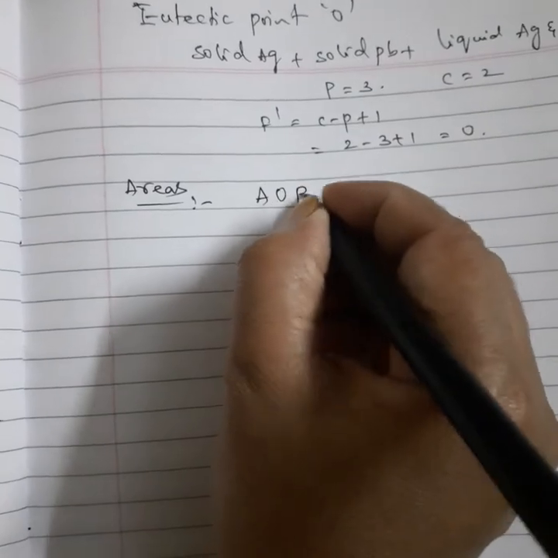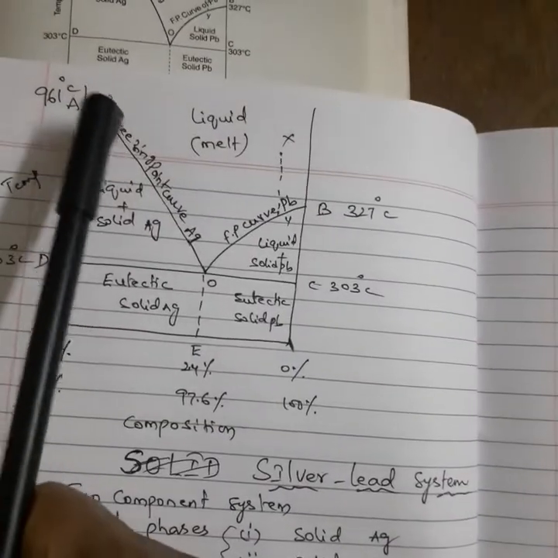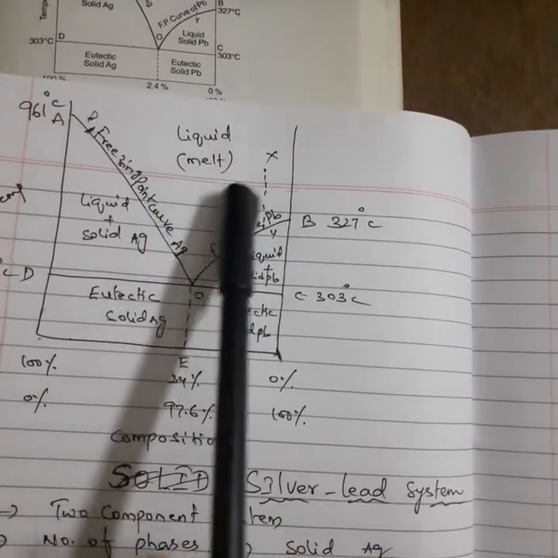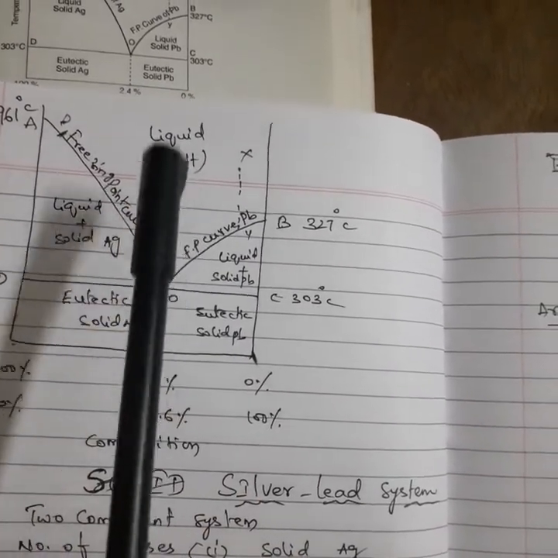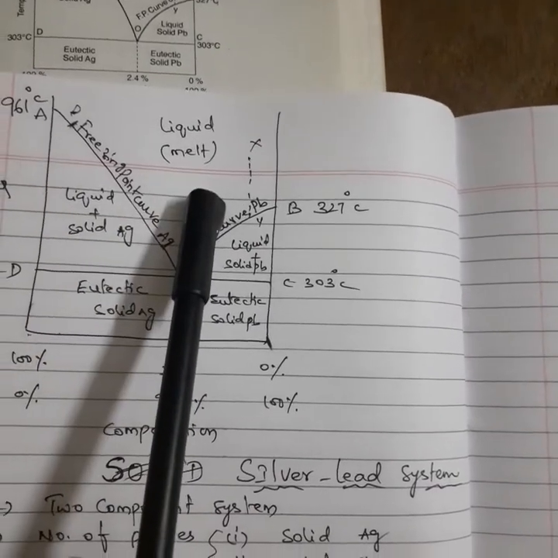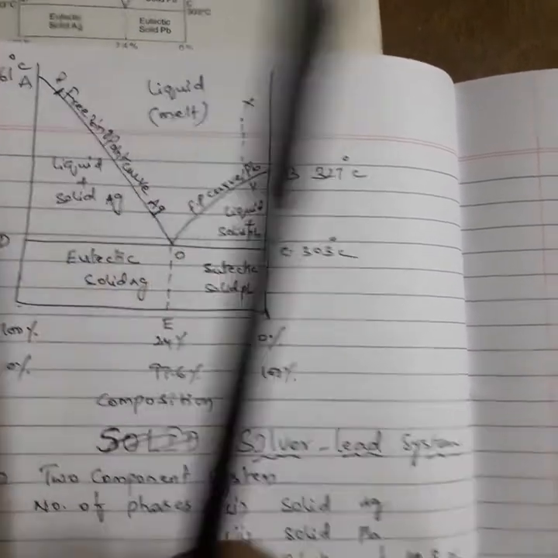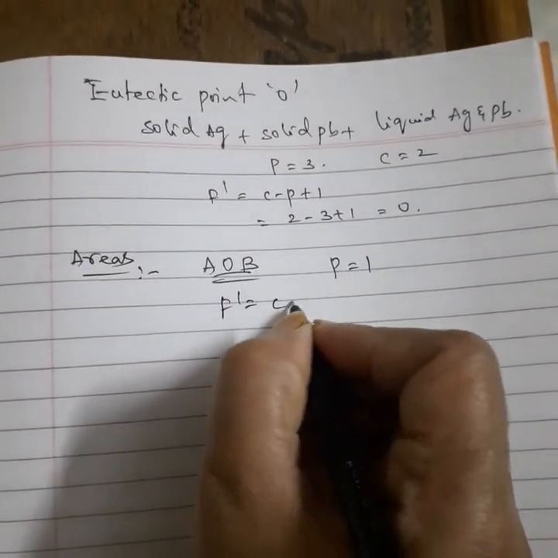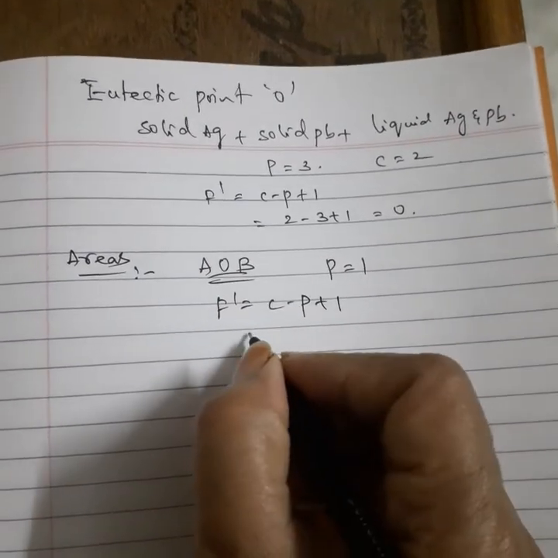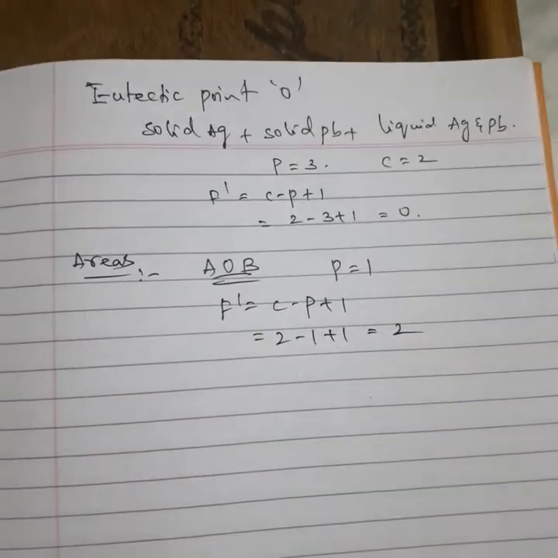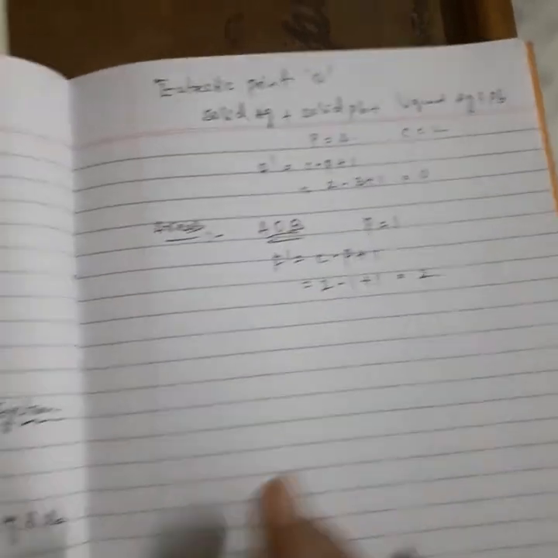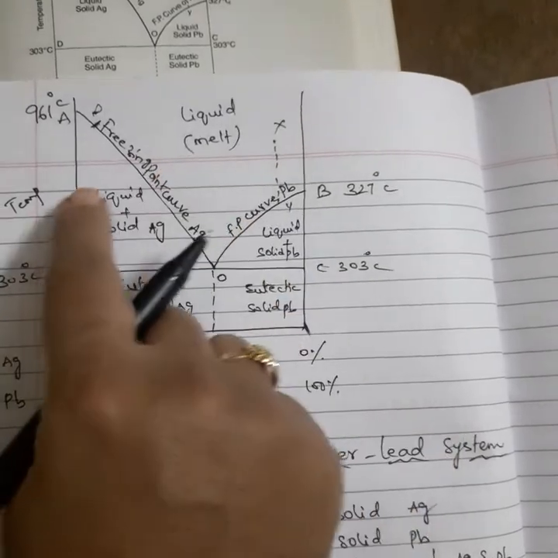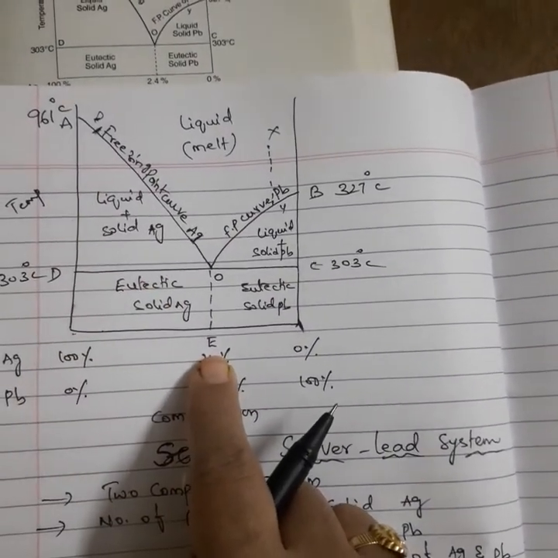First one is AOB. There exists only one phase. Both this silver and lead are in liquid form, isn't it? So the number of phases is 1. So F dash is equal to C minus P plus 1, that is 2 minus 1 plus 1, that is what? 2. The number of degrees of freedom is 2. Means what? To locate any point in this region, we need to know both the temperature as well as the composition.